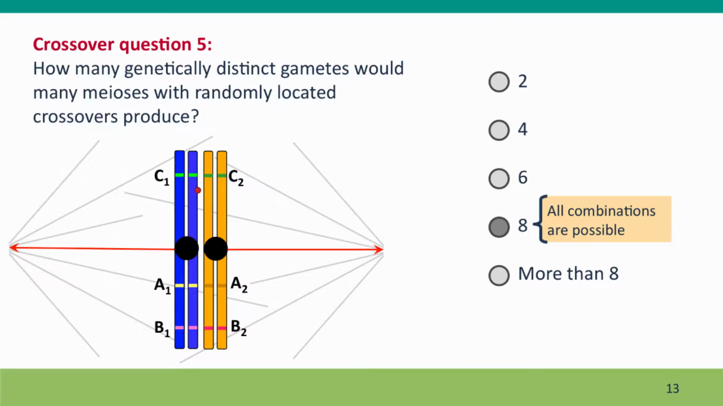crossovers. We could have one crossover in that interval between those 2 chromosomes and another crossover in that interval between those 2 chromatids. All of these are possible, but because there are only 3 genes, each with 2 alleles, there are only 8 possible combinations altogether.